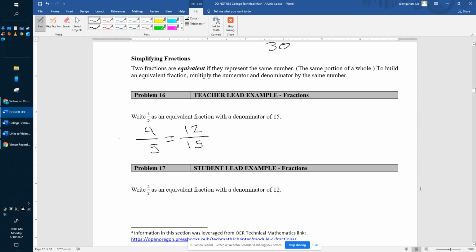So why don't you take a moment and see if you can figure out the student-led example and write 2/3 as an equivalent fraction with denominator of 12. Good luck.